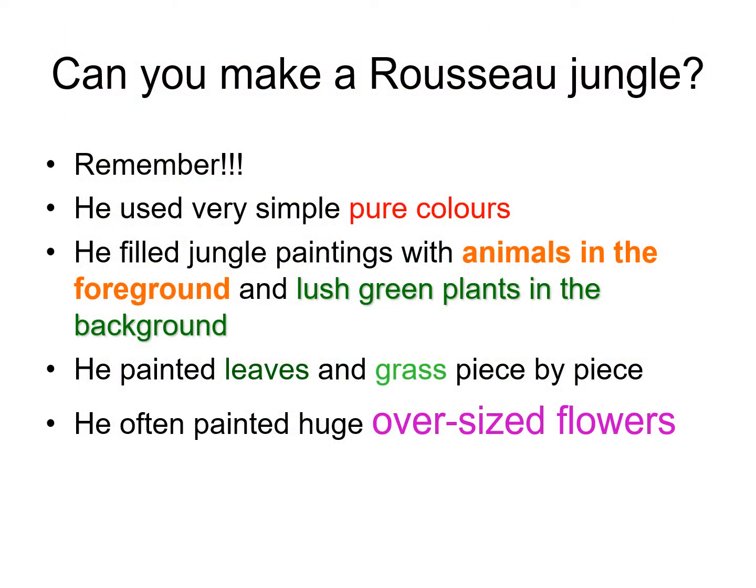So can you draw a Rousseau jungle? You must remember he used very simple, pure colours, so lots of different colours of green would be really suitable. He filled the jungle paintings with animals in the foreground, which means in the front of the painting, and lush green plants in the background. He painted leaves and grass piece by piece, so individually he painted each leaf. And he often painted huge flowers, much like Georgia O'Keeffe.